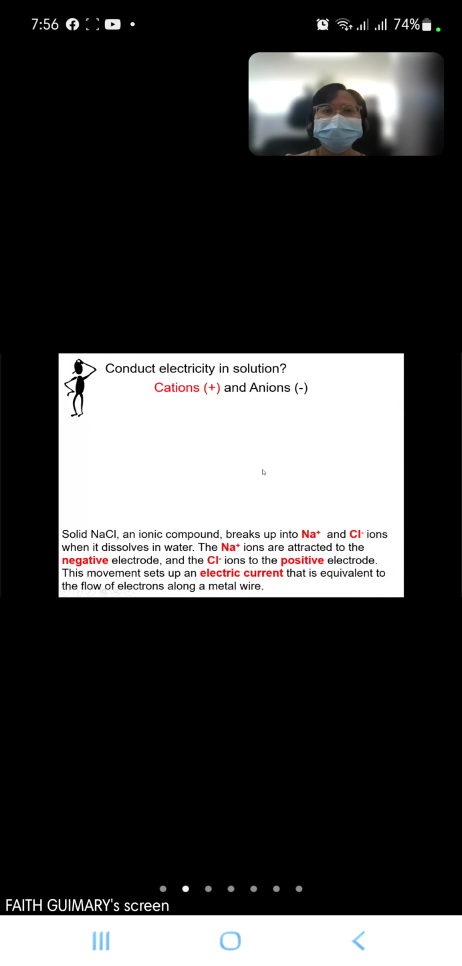So when a substance is dissolved in water, and if it is, let's say, an ionic compound like sodium chloride, it will produce ions, such as cations and anions. So in the case of sodium chloride, it will dissociate into ions, producing sodium ion, which is a cation, and chloride ion, which is an anion.